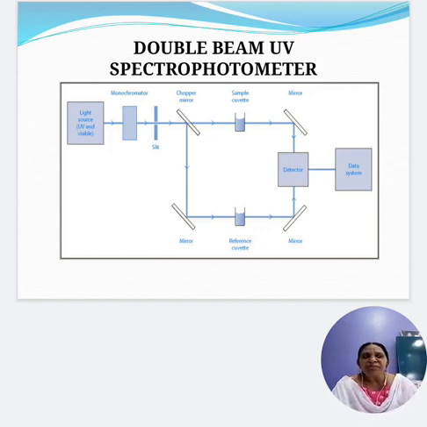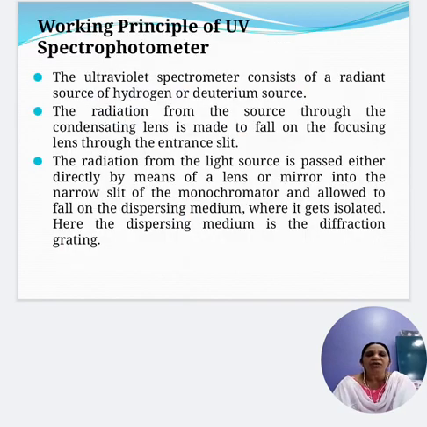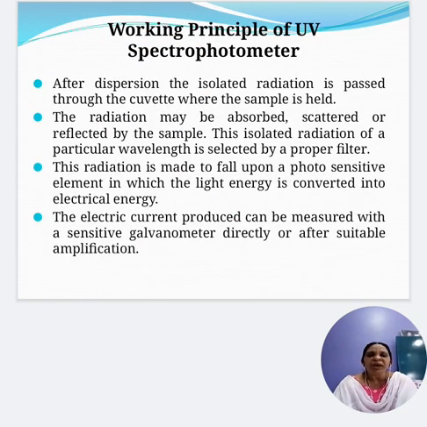This radiation is made to fall upon a photosensitive element. The detector contains a photosensitive element, in which the light energy is converted into electrical energy. The electric current produced by the photodetector can be measured with a sensitive galvanometer or any other readout device after suitable amplification. So this is the working principle of the spectrophotometer.